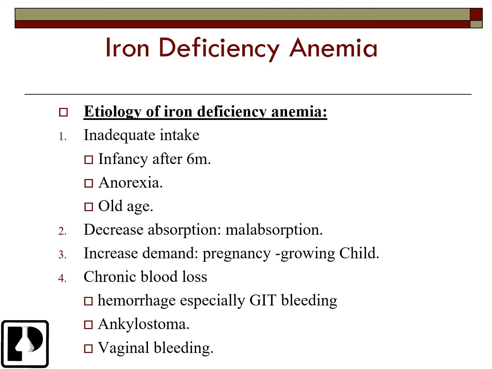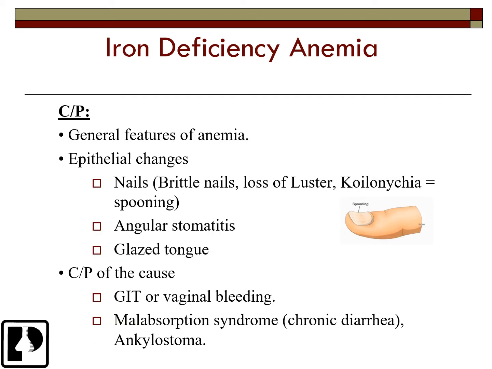Chronic blood loss is hemorrhage, especially GIT hemorrhage from ulcer, varices, gastritis, and so on. When blood is lost slowly, small amount by small amount, the anemia develops gradually without bleeding manifestation. Ankylostoma is one of the common parasites that cause anemia. Females with excess vaginal bleeding will also develop iron deficiency anemia.